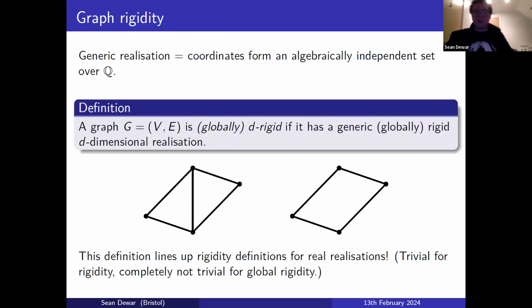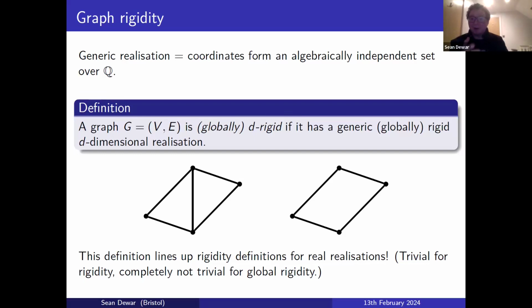We want to talk about things generically, because that's what I'm interested in: combinatorial rigidity. Generic here just means that the coordinates of my realization are algebraically independent over the rationals. With this, I would say that a graph is, in brackets, globally rigid or just d-rigid, if it has a generic globally rigid or just rigid d-dimensional realization. Okay?